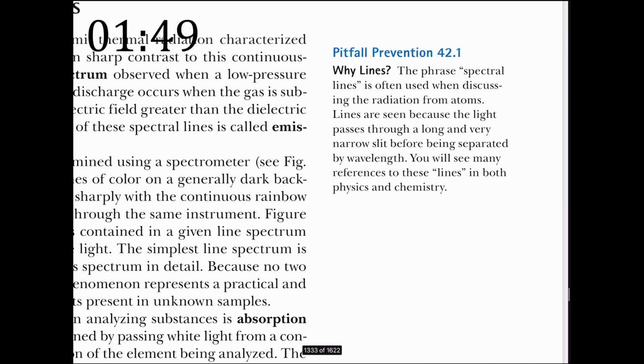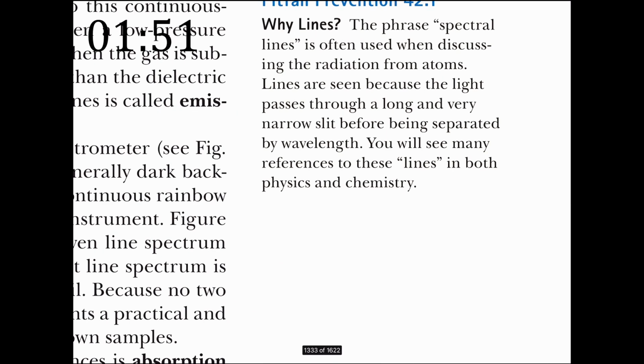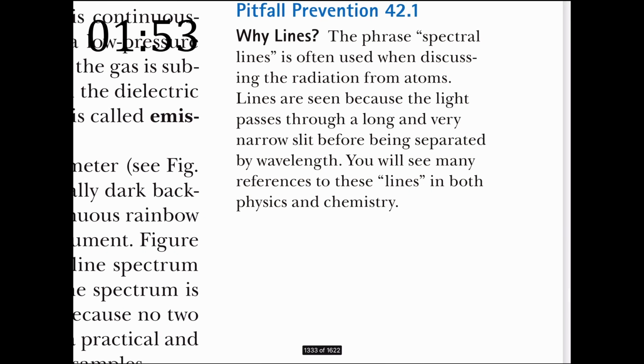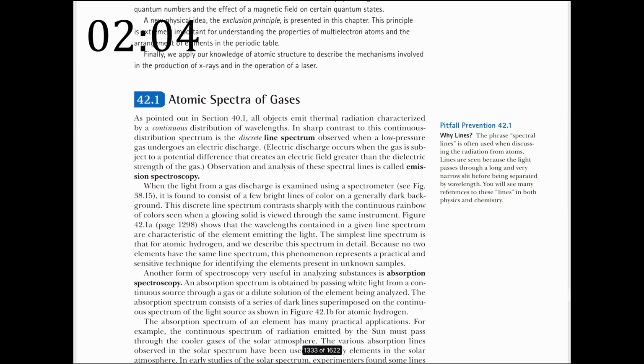So if you hear some squeaking, let's read this pitfall prevention. Buddy, relax. We've got the 7 minute summary. The lines, why lines? The phrase spectral lines is often used when discussing radiation for atoms. Lines are seen because the light passes through a long, very narrow slit before being separated by wavelength. Okay. 4 minutes, 55 seconds.